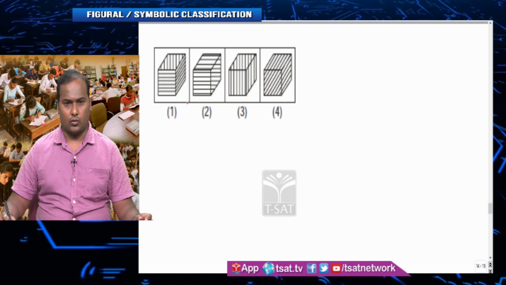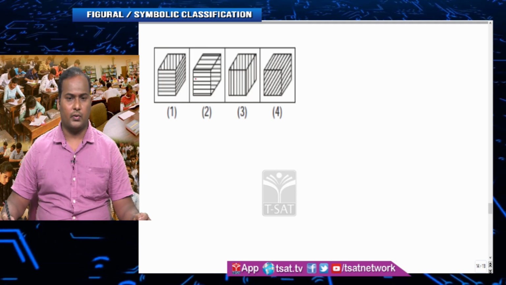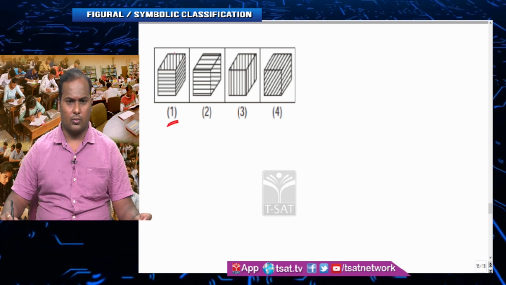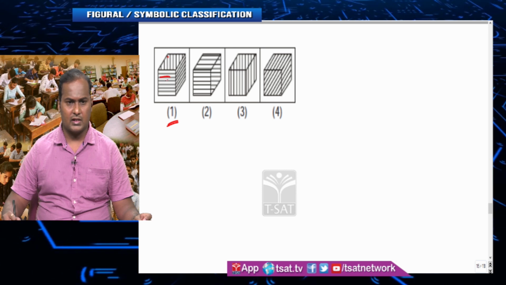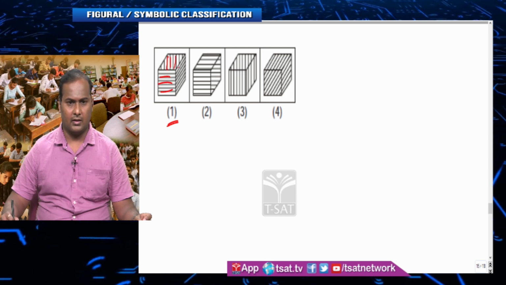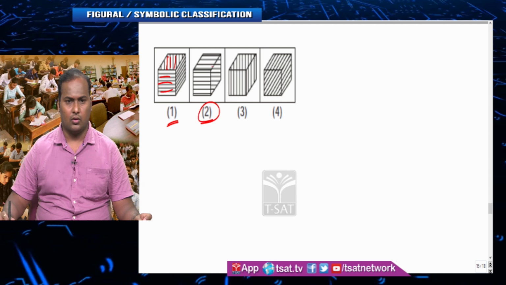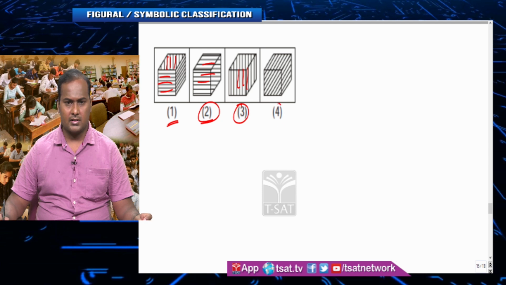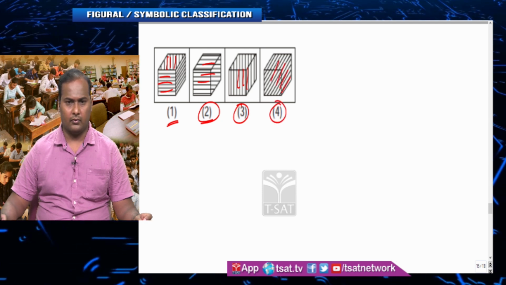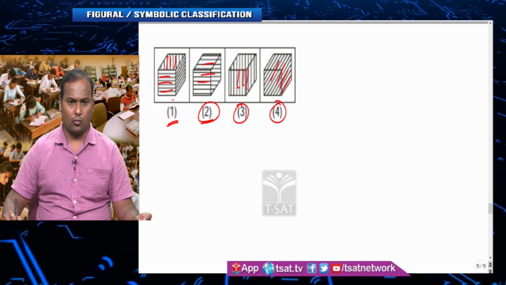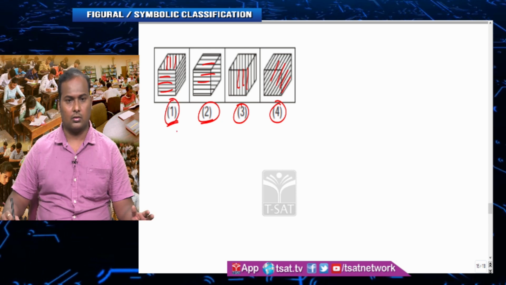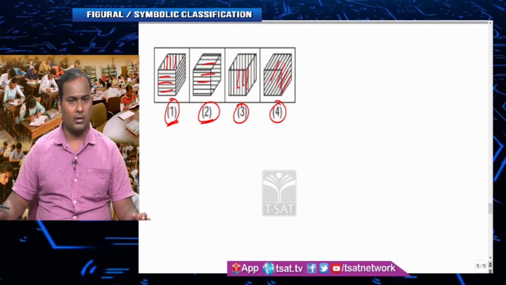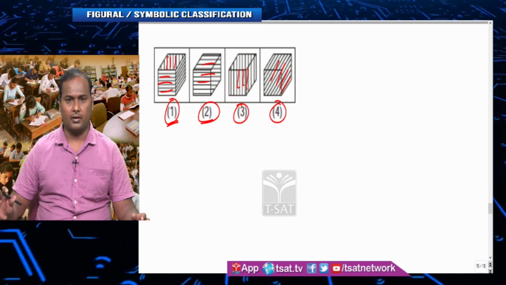See, in this particular question, the common criteria is based upon lines. If you see figure 1, both horizontal as well as vertical lines are given, whereas in question 2 only horizontal lines, in 3 only vertical lines, and in 4 also you have only one type of lines. So only figure 1 has both vertical as well as horizontal lines, and the remaining 3 have a common character, that is having only a single type of lines.